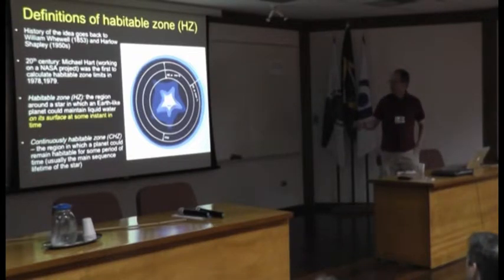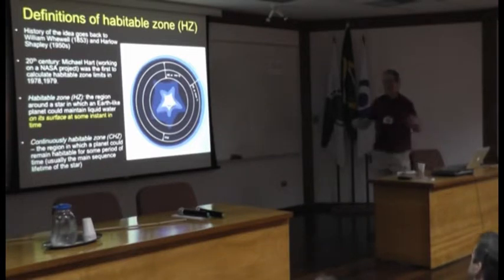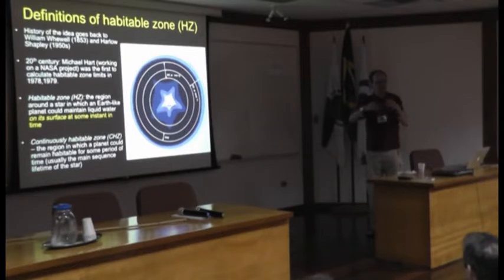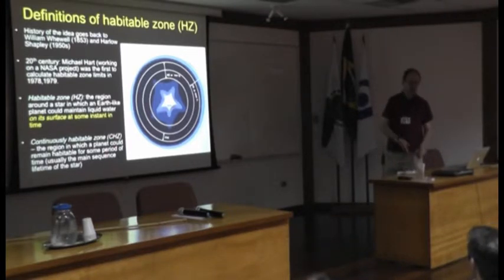But there's also this term, a continuously habitable zone, which is the region where a planet could remain habitable for some defined length of time. And the defined length of time is usually taken as the main sequence lifetime of a star. So when it's in its relatively stable phase of fusing hydrogen into helium, like the sun is a middle-aged star in its main sequence.